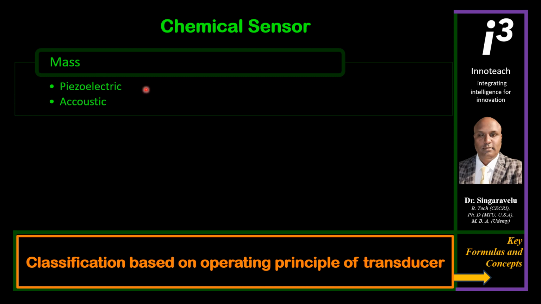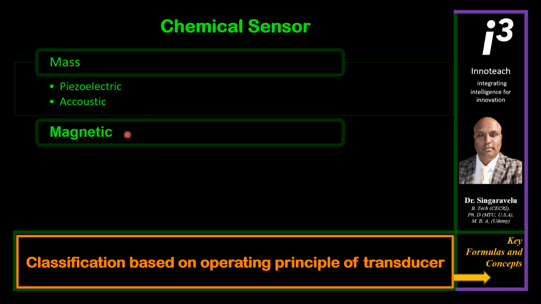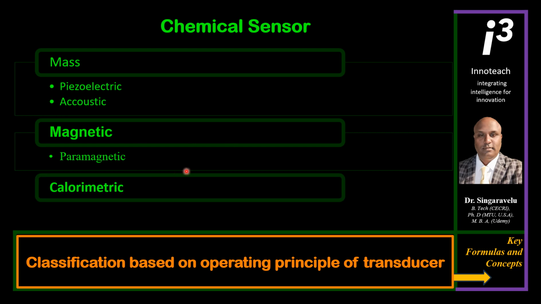Otherwise, based on mass, it could be a piezoelectric or acoustic signal, and there is the magnetic transduction mechanism, wherein the paramagnetic properties of the system under investigation are read out and transduced to the output unit as an output signal. Or it could be classified as calorimetric, based on the heat effects the system undergoes, which is read out by the transducer.